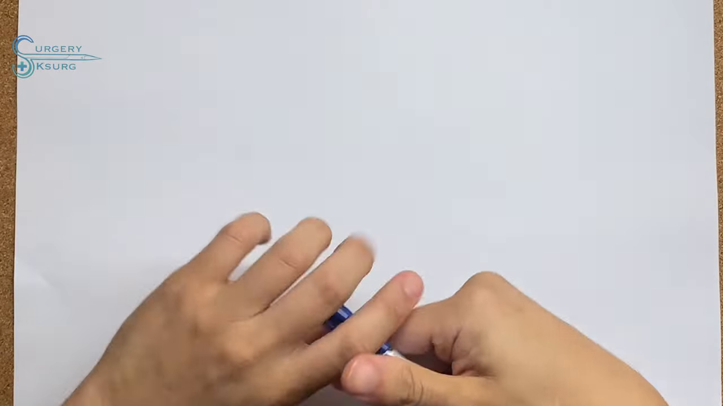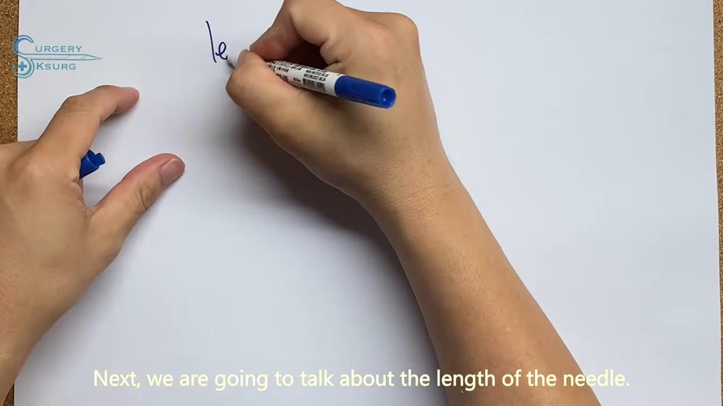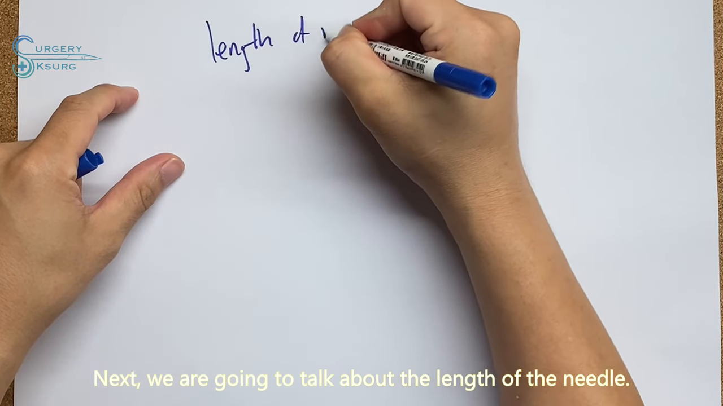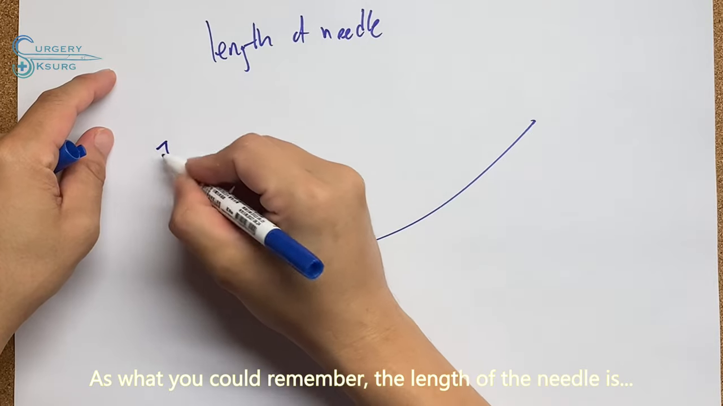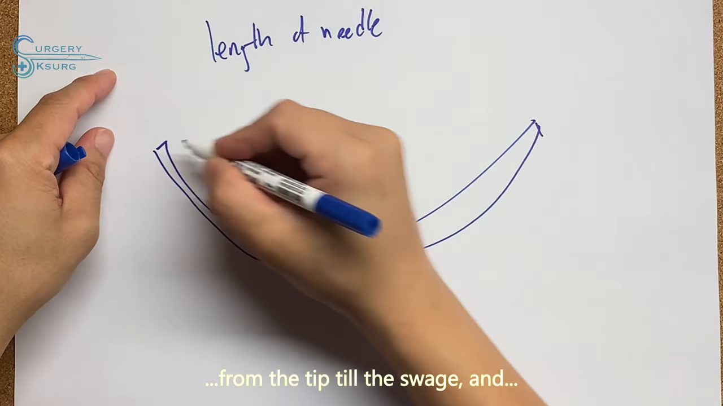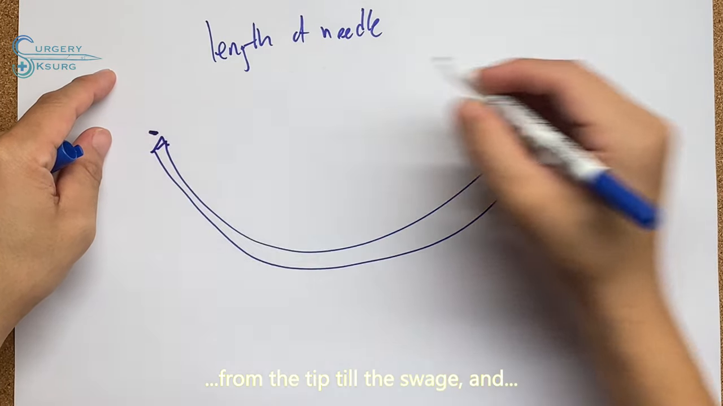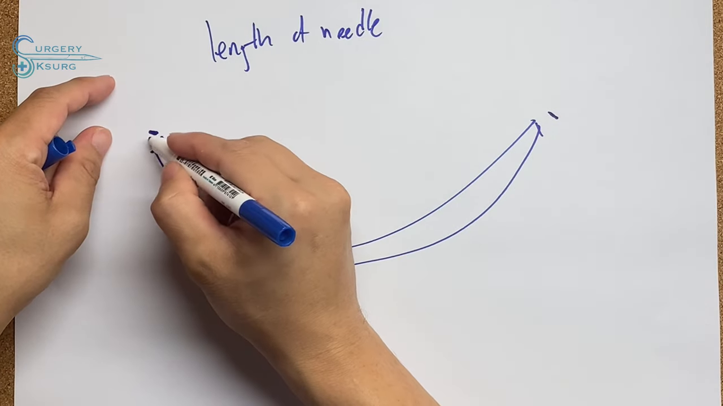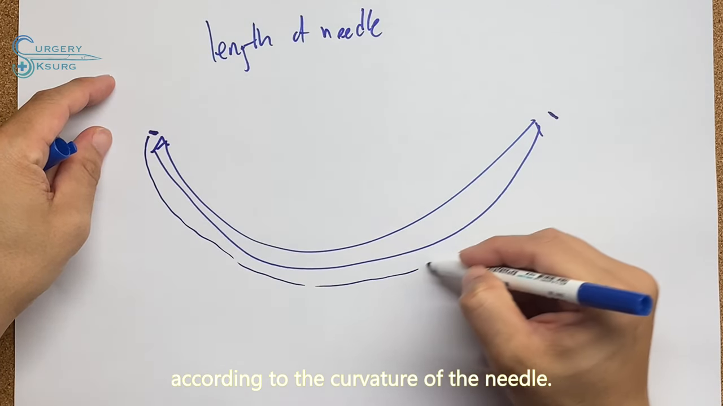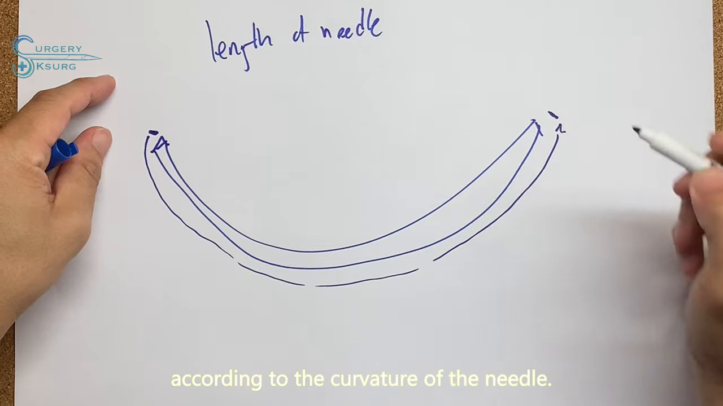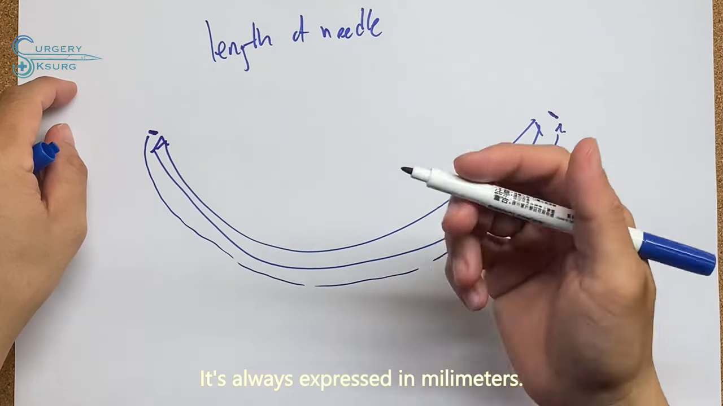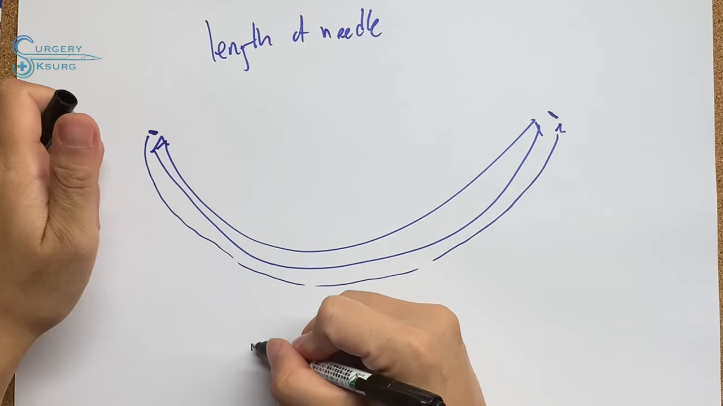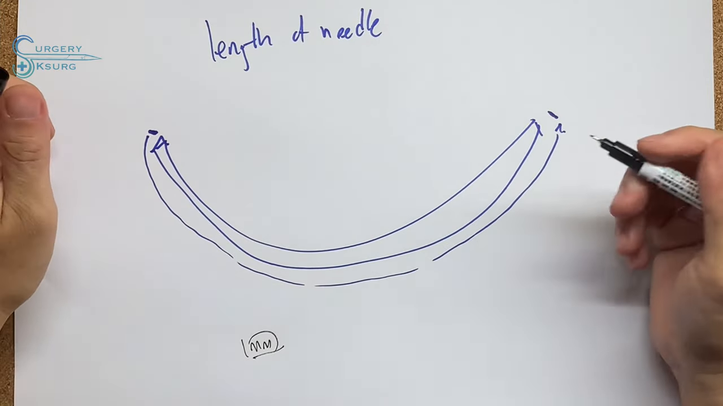So next, we are going to talk about the length of the needle. As you can remember, the length of the needle is measured from the tip to the swage, according to the curvature of the needle. So it's always expressed in millimeters. Why is it important?